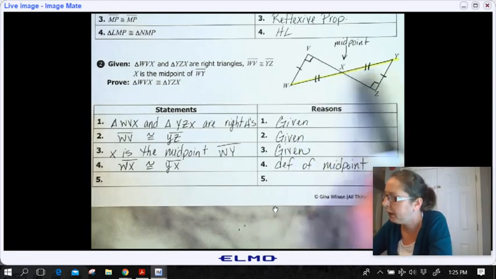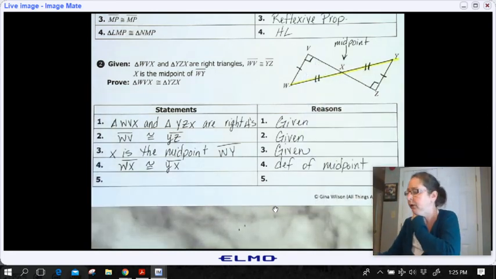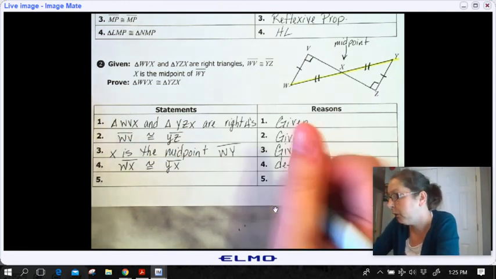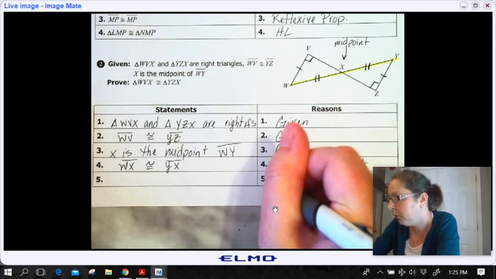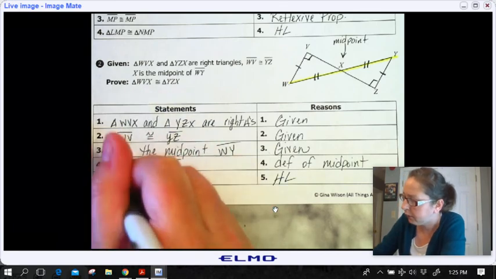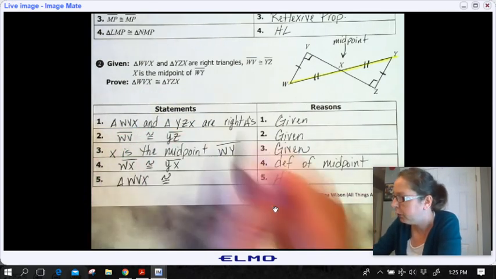I have a hypotenuse, I have a leg, I have a right triangle. Okay, so I could say that I have hypotenuse leg. Hypotenuse leg. So WVX is congruent to YZX.